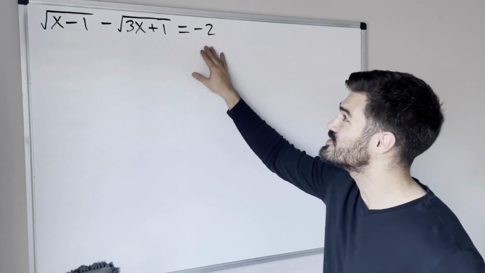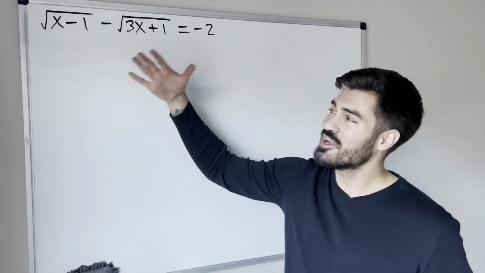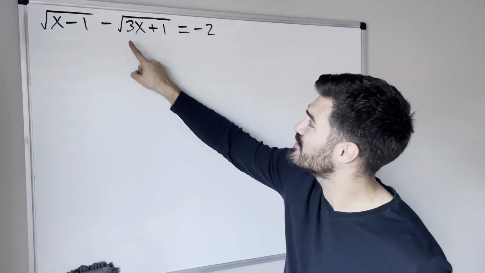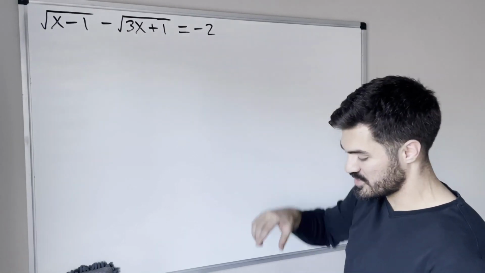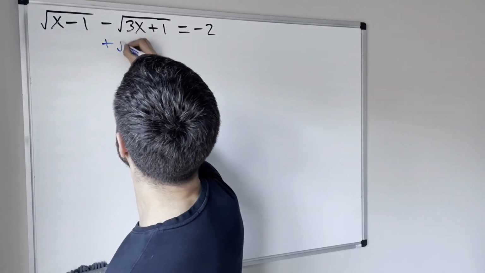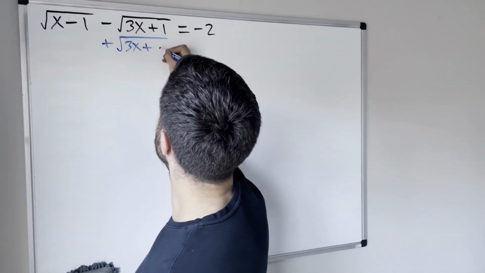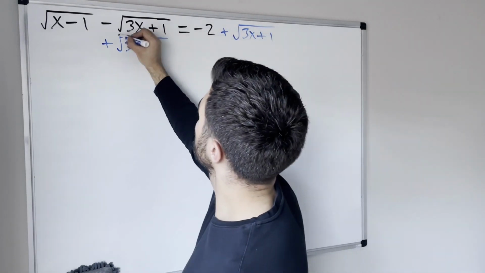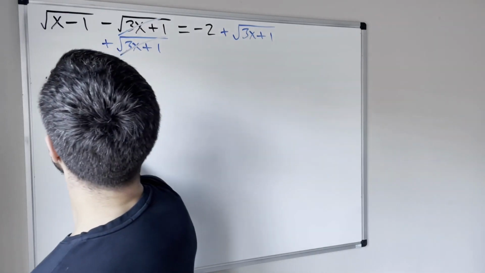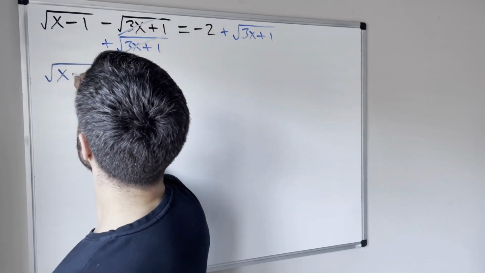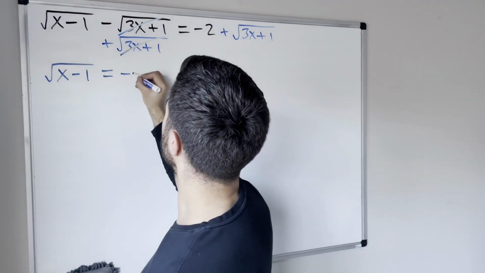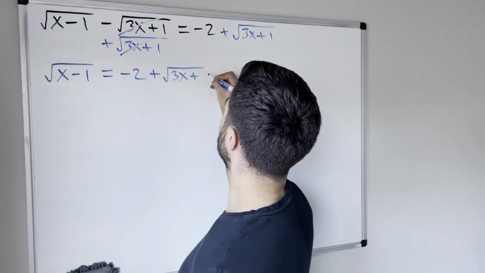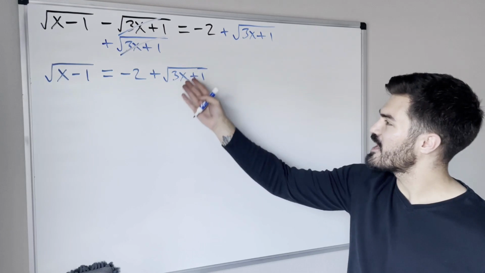So hopefully the first thing you did was isolate a radical. And I'm guessing the radical you chose was probably this one, because all we have to do to get this one by itself is add the square root of 3x plus 1 to both sides, right? If we do that, then these cancel here. On the left-hand side, we have the square root of x minus 1. And on the right-hand side, we have negative 2 plus the square root of 3x plus 1. And so we have exactly what we want, which is one of the radicals isolated.